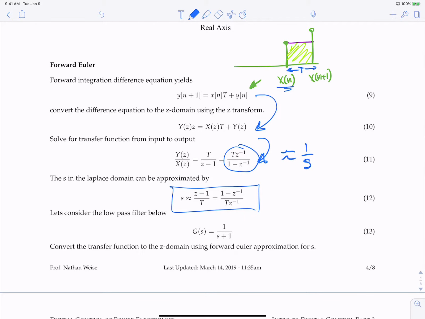For instance, let's consider this. We have a low-pass filter here in the frequency domain. Why don't we convert this to the z-domain by using the approximation in equation 12? Okay, that'll be interesting. Let's see what happens. So that's going to go into here and we'll be in the z-domain.